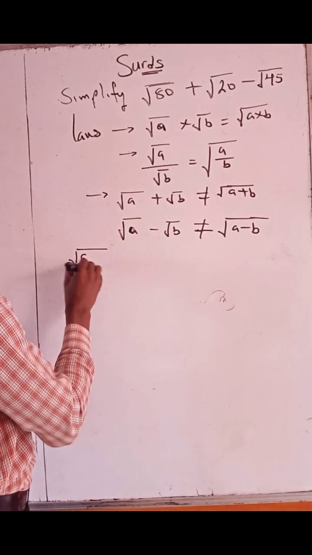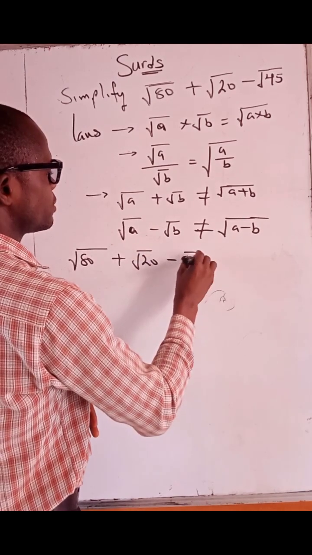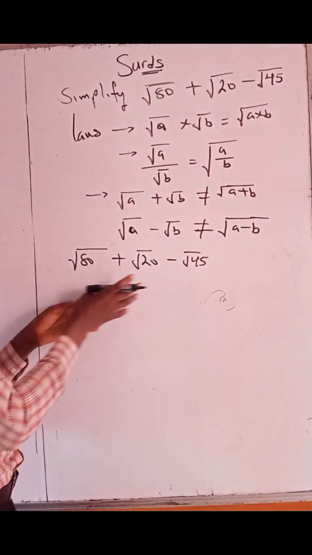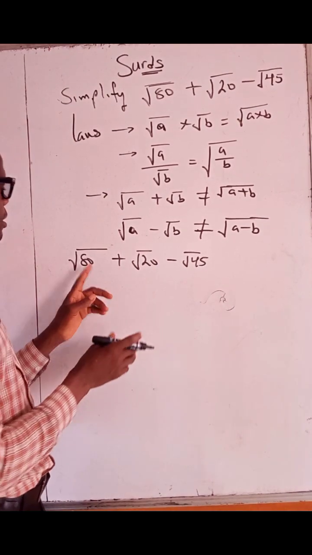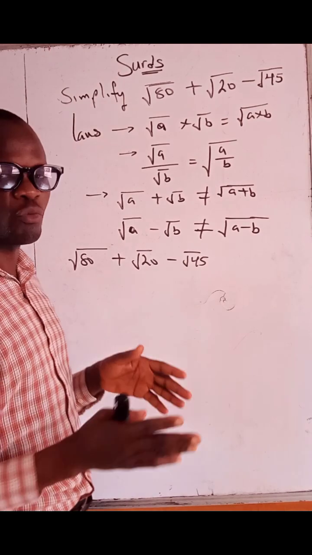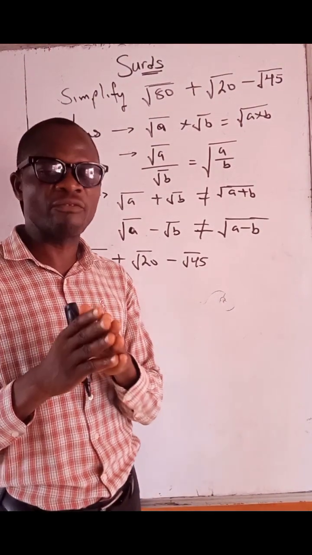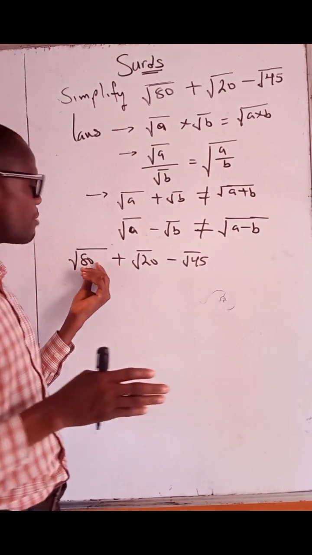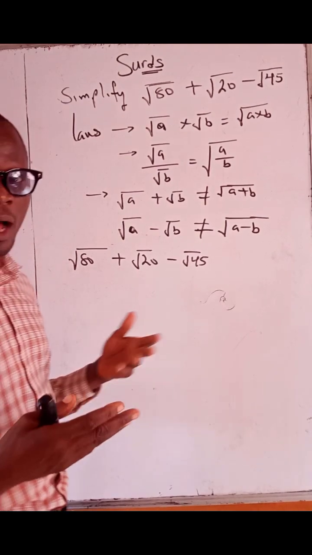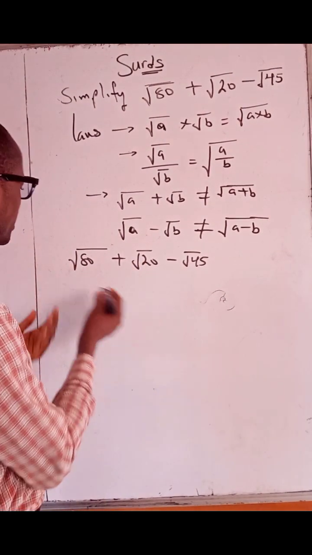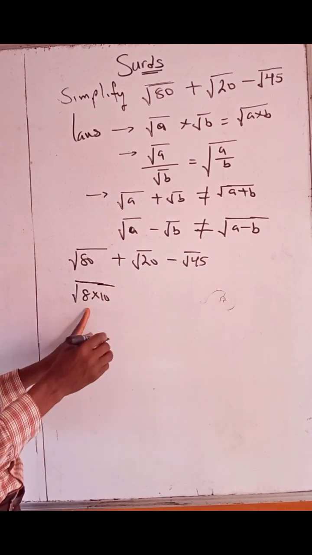So when you have root 80 plus root 20 minus root 45, the first thing you have to do is to break them down to the simplest form. Now look at 80. What are the numbers you will multiply together that will give you 80, but one of them must be a perfect square? Take for instance 80. If you cannot remember, you can break it. Let's assume you use 8 and 10. You know it will give you 80.